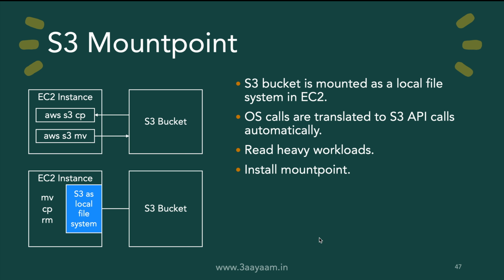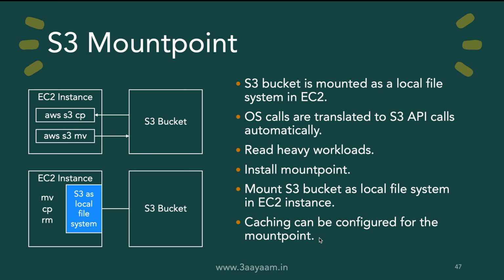The steps are that we'll have to install Mountpoint because it is a software, and then we'll have to mount the S3 bucket as a local file system in the EC2 instance. And we can configure caching also. Caching means that, let's say an object is read multiple times. Instead of reading it every time from the S3 bucket, you can temporarily store it in the EC2 file system, other than S3, which can be either instance store or EBS volumes. So in that case, no more API calls would be needed.